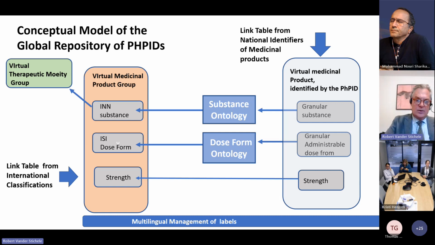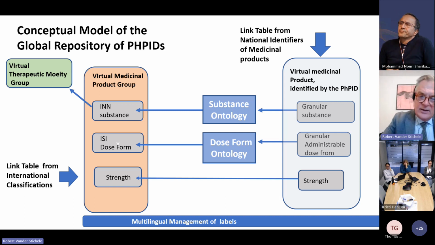international classifications. So building that based on a very robust global identification of medicinal products in the different countries, and then aggregated in a robust and transparent methodology to INN prescriptions, and then linked to the classification. And all this in a multilingual management of labels, so that we can speak English to each other, but also our own language.